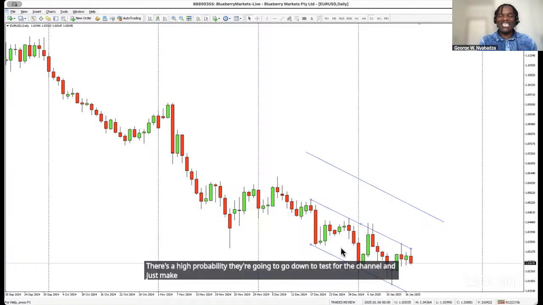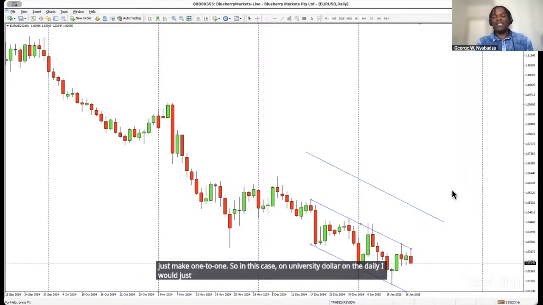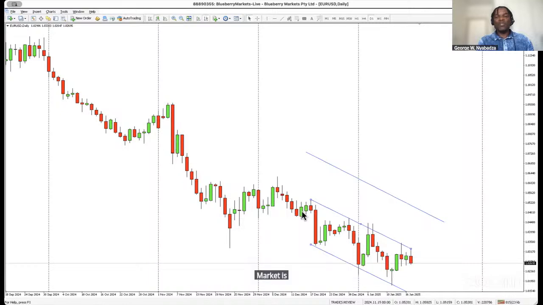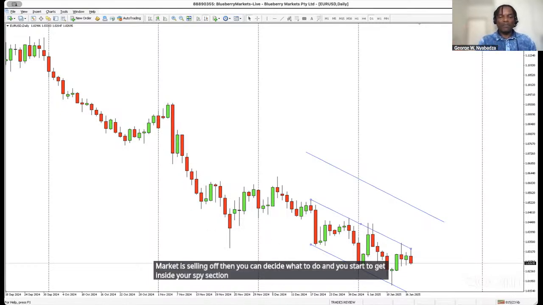So in this case, on euro versus the dollar on the daily, I would just wait and do absolutely nothing until I get clarity. Look at this. This is clarity. Market is selling off. Then you can decide what to do. When you start to get sideways price action, just move to something else.